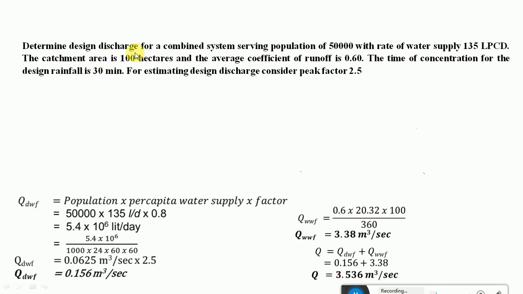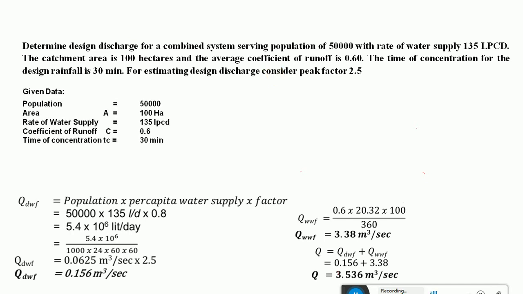So based on the given data, what is the data given here? You can see the population is 50,000 in numbers, then area of drainage is 100 hectares, the rate of water supply in this case is 135 LPCD, and coefficient of runoff for the entire area is 0.6. The time of concentration is given as 30 minutes.